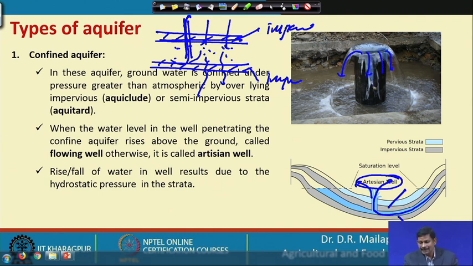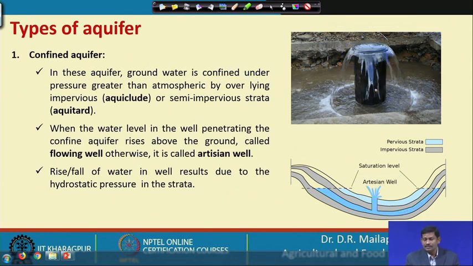If the pressure head is more than the level of the well outlet, definitely it is going to flow. If the pressure head is less than the level of the well outlet, the water will stay constantly here. So in this case it is called a flowing well, whereas in this case it will be an artesian well.